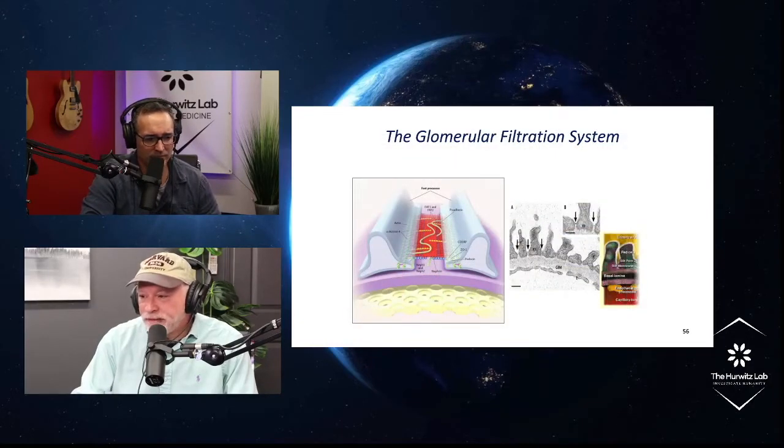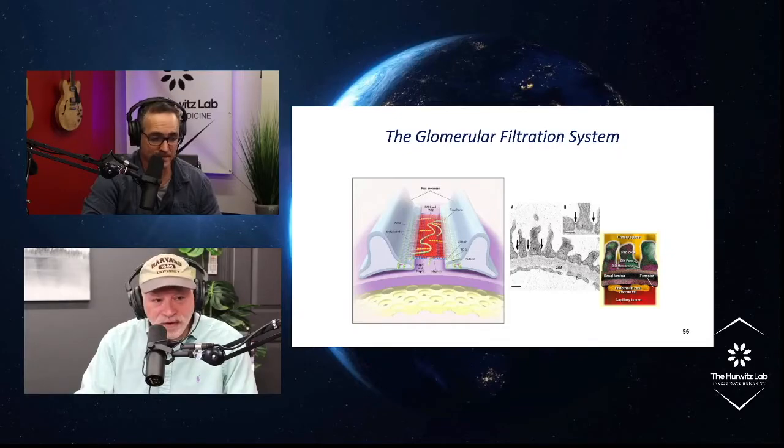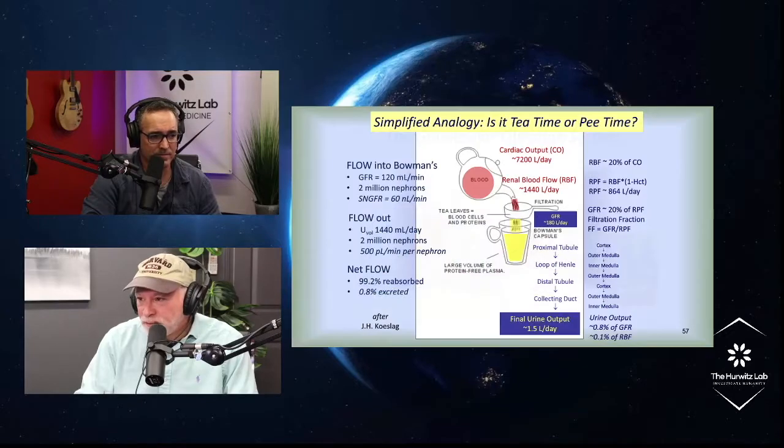So putting it all together, it just shows you how the cartoons and the EM go together. This is the glomerular filtration system, right? And it's always going from the bottom up and out. So there's blood on the bottom, ultrafiltrate of plasma, which looks yellow, on the top. So then back to our analogy, this is what we're talking about.